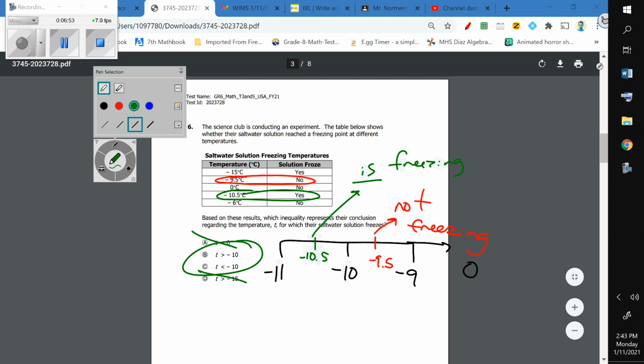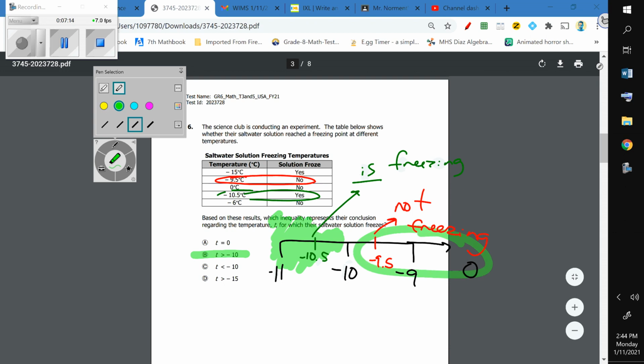Well, when the temperature is here and colder, it's going to be freezing, okay? And when the temperature, you could even say it's this way. Which answer makes the most sense? When the temperature is greater than negative 10, which is over here, or the temperature is less than negative 10, which is over here, it's going to be freezing. Well, obviously it's less than negative 10, which means C is the correct answer.